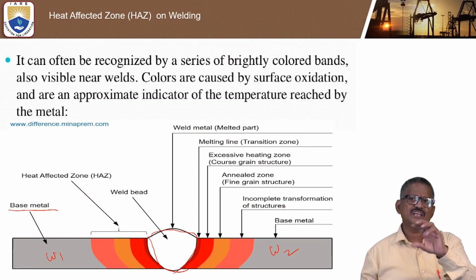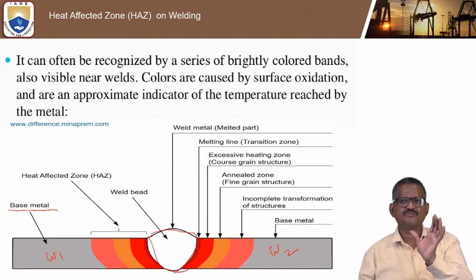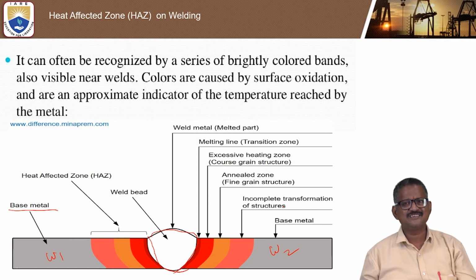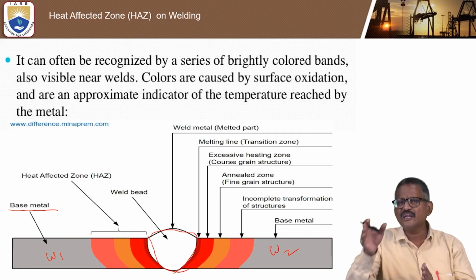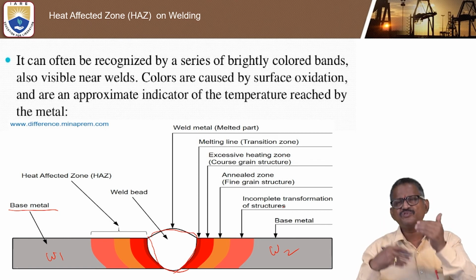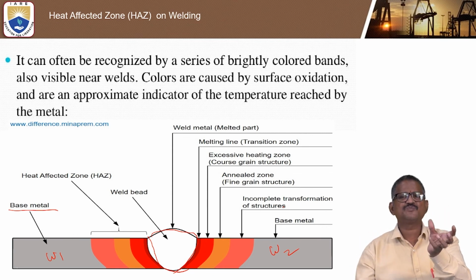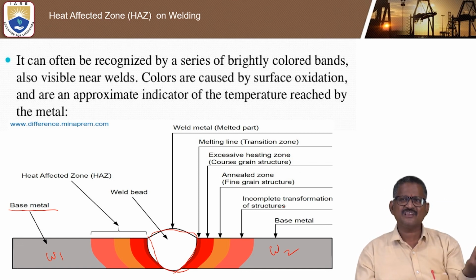And even these bright color bands are explained with the base metal, some incomplete transformation, some orange color, some yellow, and light orange is annealed. Annealing means heating, holding and cooling. The main purpose of annealing is to relieve the internal stresses and improve the mechanical, magnetic and electrical properties. That is why a fine grain structure may be formed in this case. Then the fine grain will become a coarse grain structure, and finally the melting line, then the weld metal.